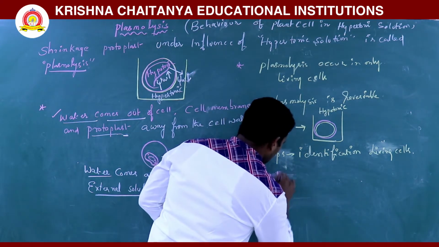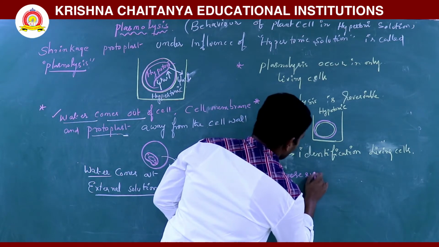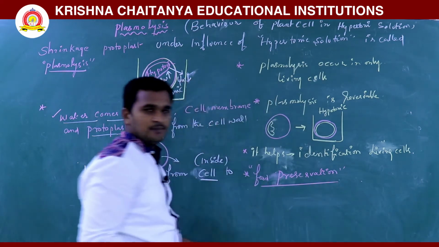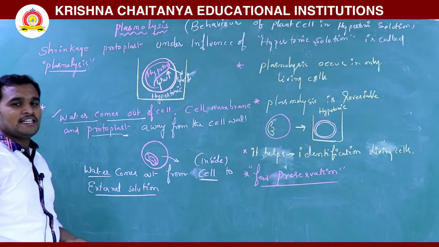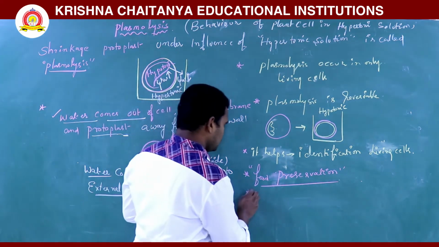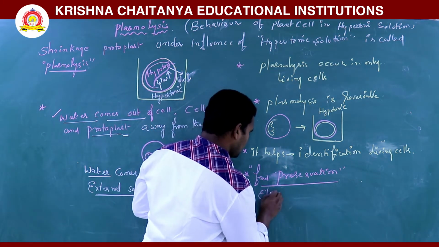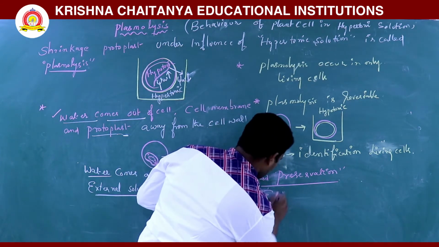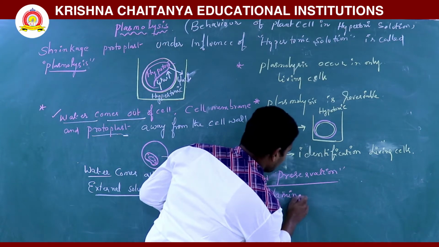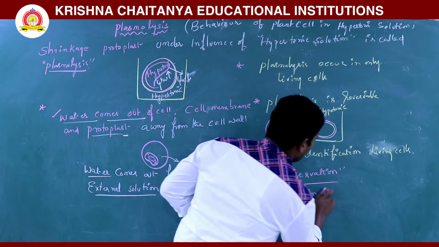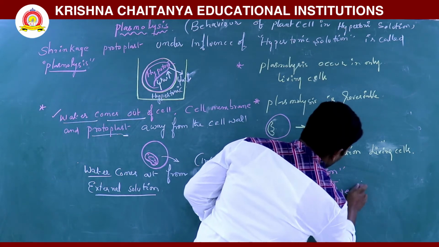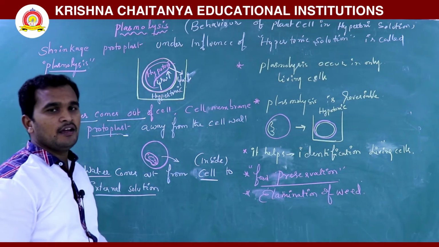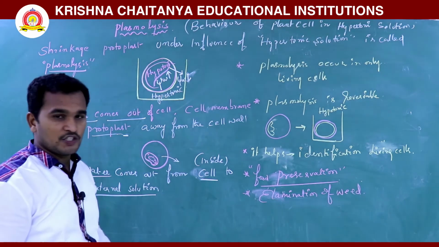Here, food preservation also. So this plasmolysis helps in food preservation, and also in the elimination of weed. Weed is eliminated by the osmosis and plasmolysis process.